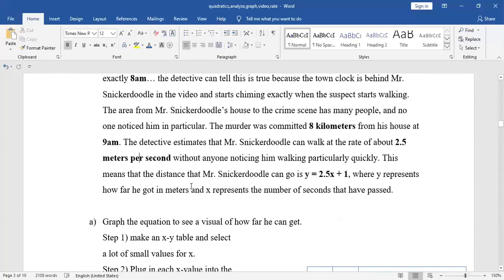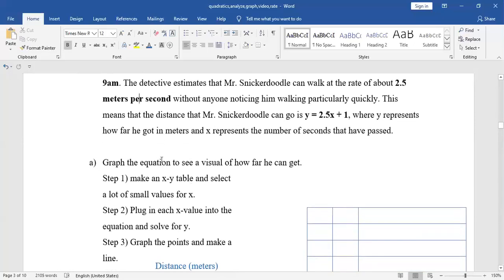All right, so let's take a look at one question. Graph A is graph the equation to see a visual of how far he, Mr. Snickerdoodle, can get. So to emphasize what we're doing, we are graphing the equation from the problem, which was y equals 2.5x plus 1. So I'm going to write that down. So this is the equation that we're dealing with. I'm going to do that in that color so we can emphasize it.